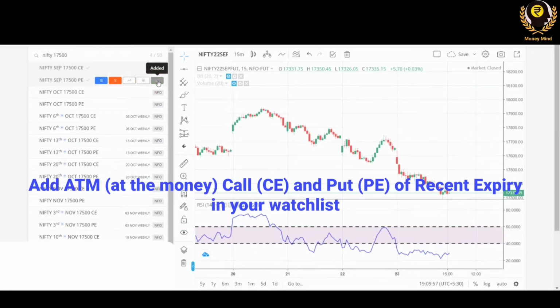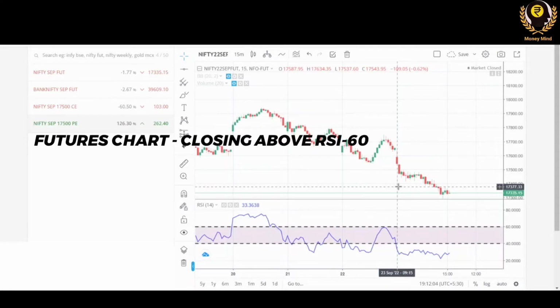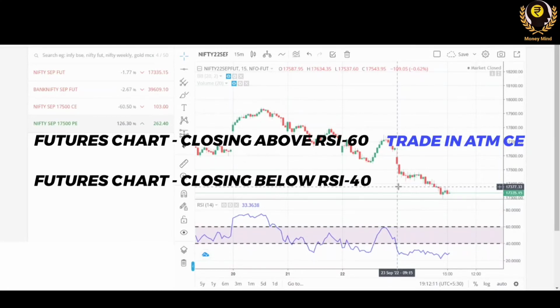Now these call and puts are to be of the recent expiry. So as you know, we are near the end of September month, so these are the monthly expiries. But if we were trading in the first week of October, I would have added the weekly expiry of Nifty 17,500 call and put. If the futures chart shows closing above RSI 60, I have to go for calls. If the futures chart shows closing below RSI 40, I have to go for puts.